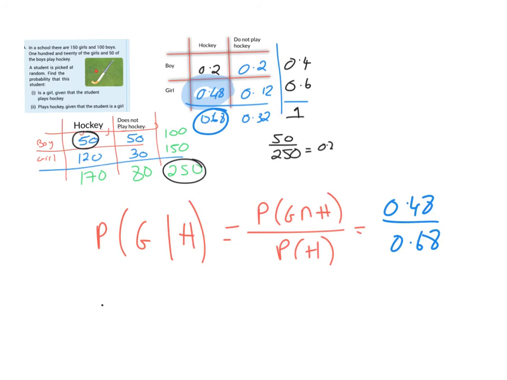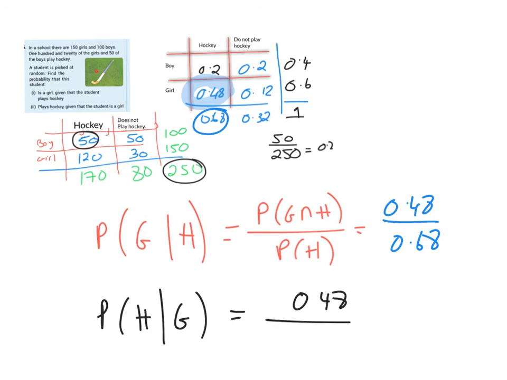The next question says, find the probability that you play hockey given that you are a girl. So that's going to be the probability that you play hockey and are a girl, 0.48, all over the probability that you are a girl. Sorry, it's just that you are a girl that plays hockey. So it's 0.48 all over the probability that you are a girl, which is 0.6. Okay, and you can break that down to 0.8.